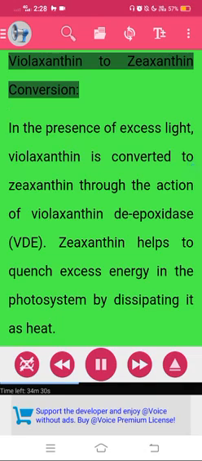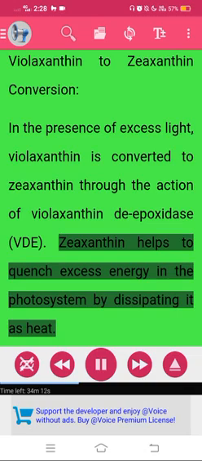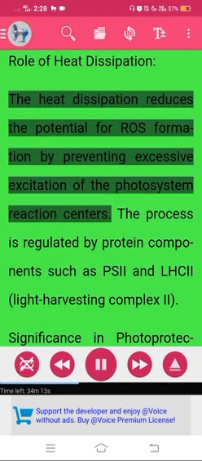Violaxanthin to zeaxanthin conversion. In the presence of excess light, violaxanthin is converted to zeaxanthin through the action of violaxanthin de-epoxidase (VDE). Zeaxanthin helps to quench excess energy in the photosystem by dissipating it as heat. Role of heat dissipation. The heat dissipation reduces the potential for ROS formation by preventing excessive excitation of the photosystem reaction centers.